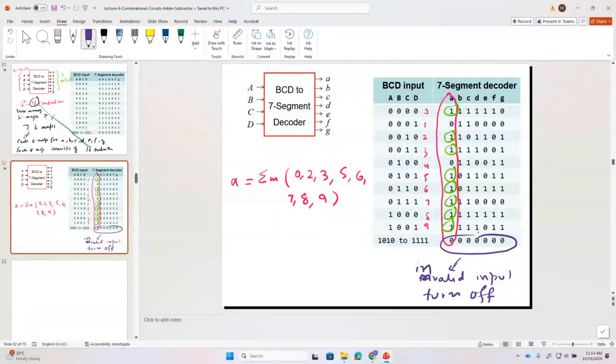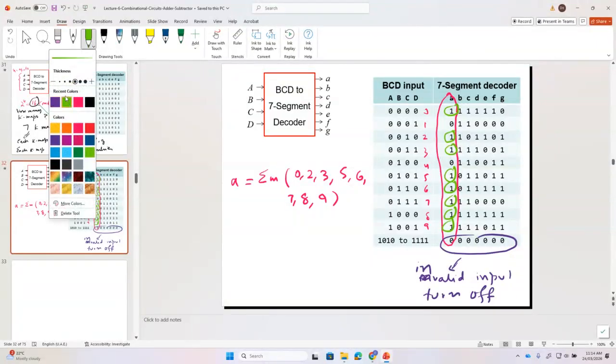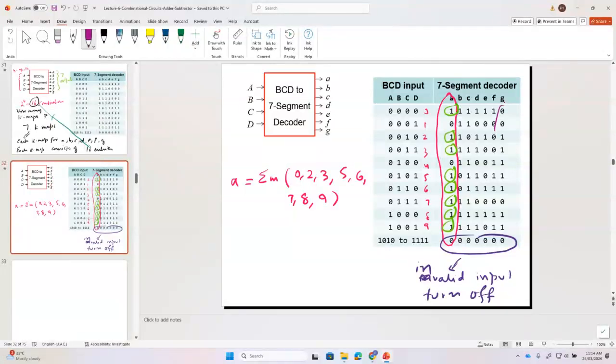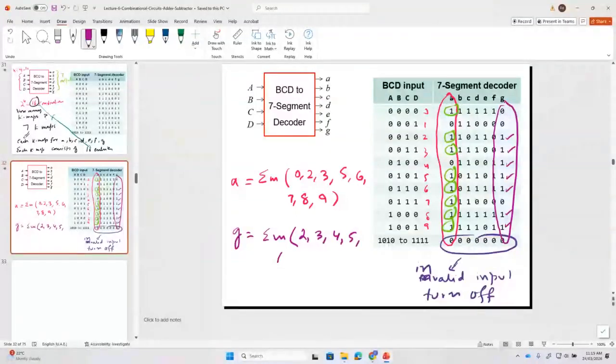Now let's assume I want to find the expression for another segment. I use a purple color. Let's assume I want to solve for segment G. What is G here? Sigma of what? 2, 3, 4, 5, 6, 8, 9. This is actually 2, 3, 4, 5, 6, 8, 9. Any question? Similarly, we can solve for B, C, D, and so on.